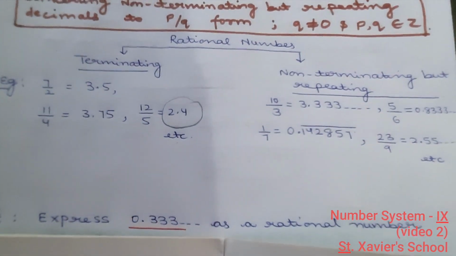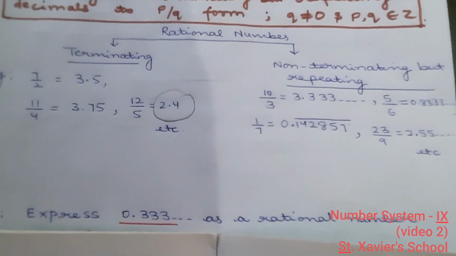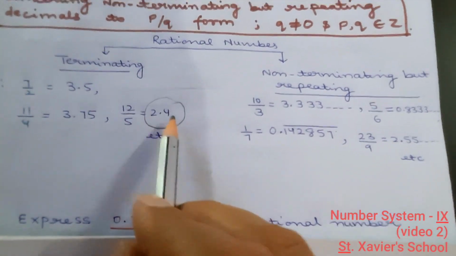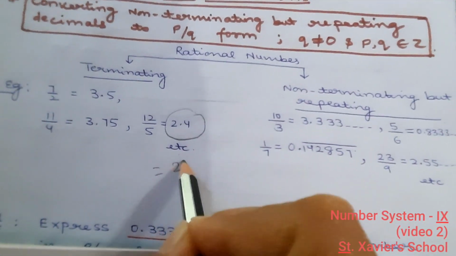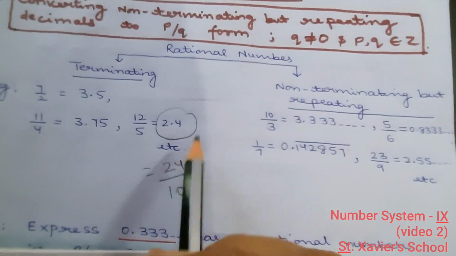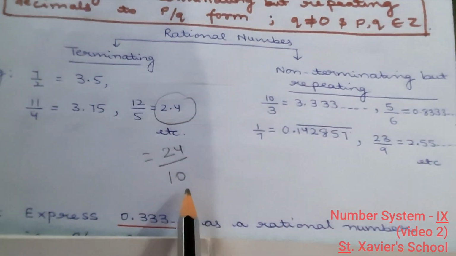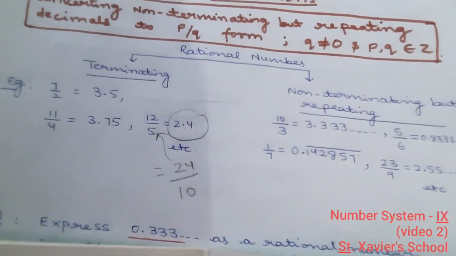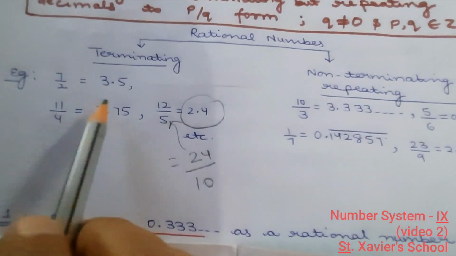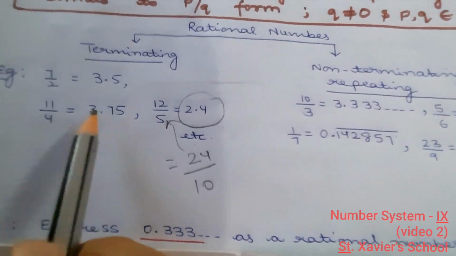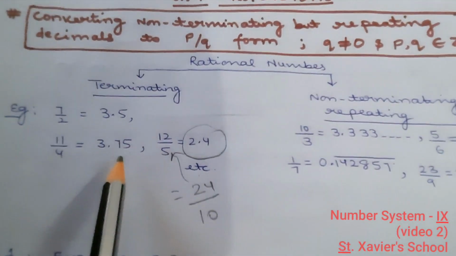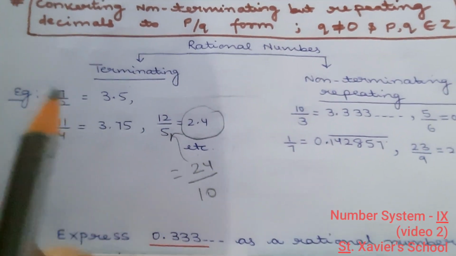and ask you to put it in p by q form, you can easily do that. You know that 2.4 means 24 upon 10. As there is one place after decimal, you will divide by 10, and 24 by 10 in simplest form gives you back 12 by 5. Likewise, you can write 3.75 as 75 upon 100. You will cancel out the common factors and you will obtain 11 by 4.